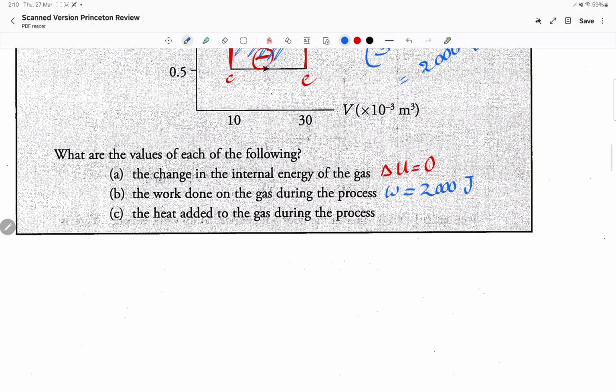Now they want the heat. Delta U is equal to Q plus W. So 0 is equal to Q plus 2,000. So what's Q? Negative 2,000? Exactly. Not bad at all.